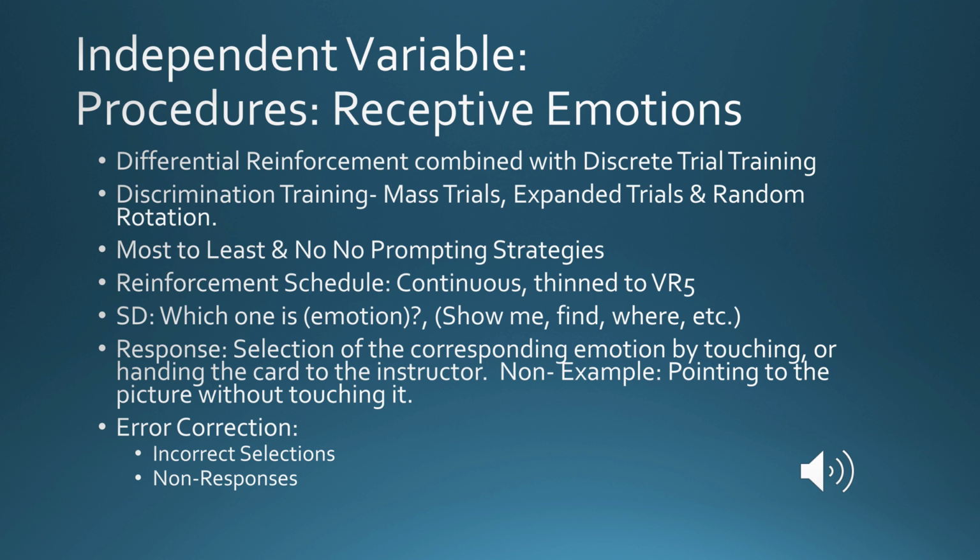And the error correction procedure was different for non-responses and discrimination errors. Discrimination errors were given corrective feedback of "no" and immediately followed by another opportunity to respond with the most recent successful prompt presented simultaneously with the SD. Non-responses were consequated with feedback. We oriented the learner back to the task and re-presented the SD without a prompt.